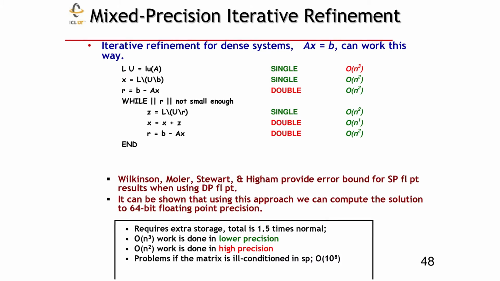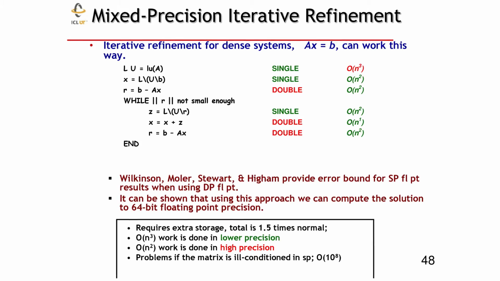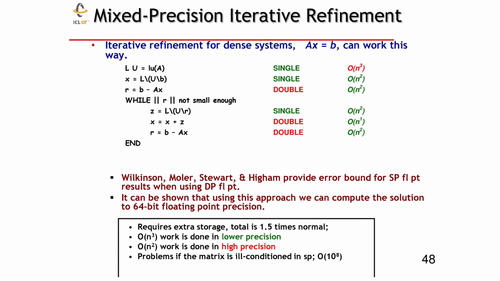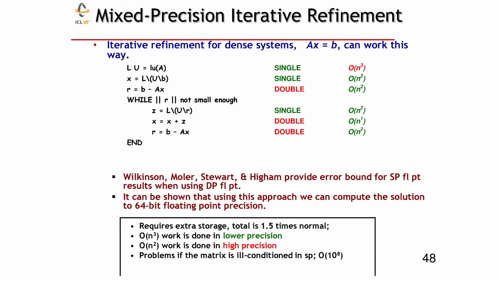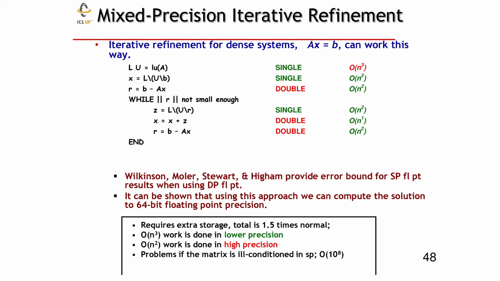We're going to do the factorization in single precision, and that consumes order n cubed floating point operations. We're going to compute a solution with that, again using single precision and order n squared operations. Then this operation here must be computed at double precision. So everything has to now run at double precision. The residual has a double precision accurate solution. And then we compute this correction in single precision. The correction is the thing we're going to add into this fully double precision version of the solution.